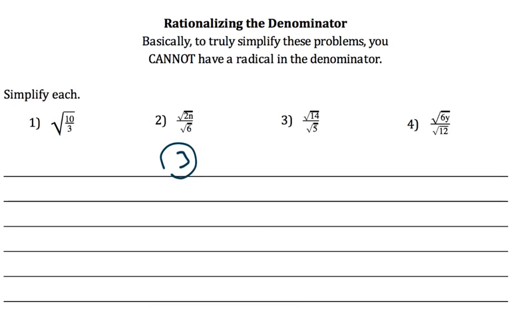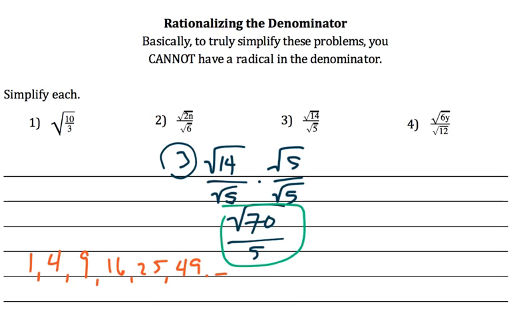3, 2, 1. Square root of 14 over square root of 5 was rewritten, multiplied by 1, which was square root of 5 over square root of 5 to rationalize the denominator. 5 and 14 gave me 70. And then square root of 5 times square root of 5 is 5, and it no longer has a radical in the denominator, so it's good to go. And I see 70, and I'm like, that's such a huge number. Surely something can come out of it.